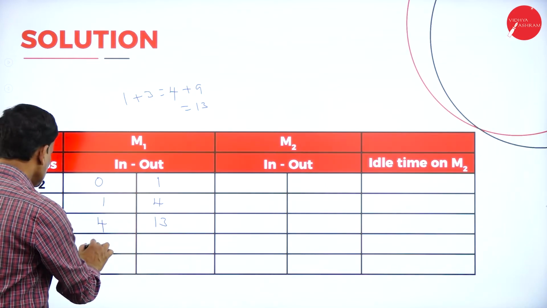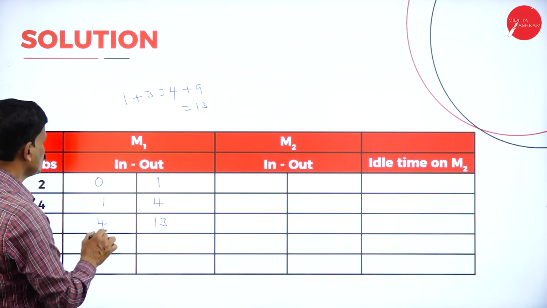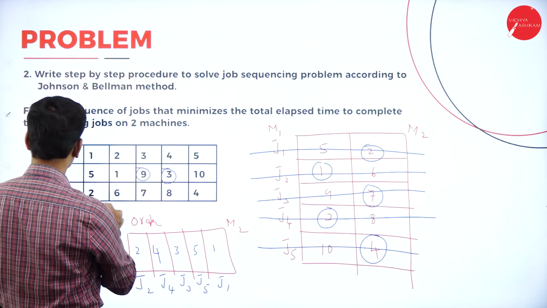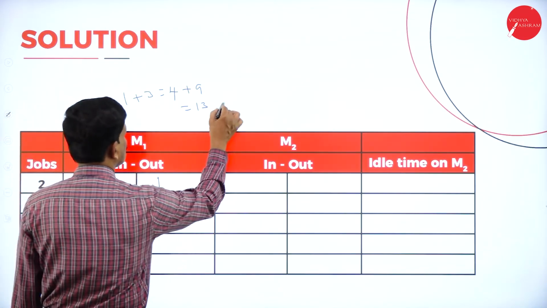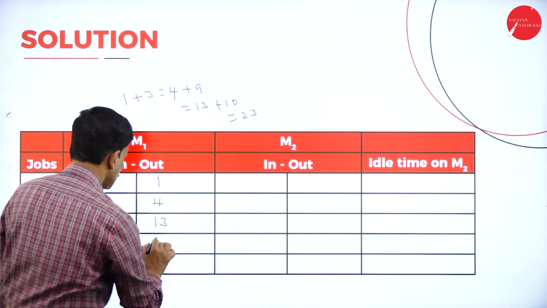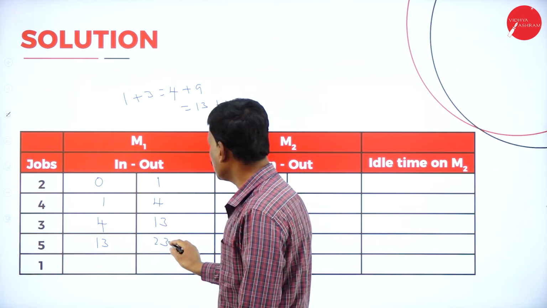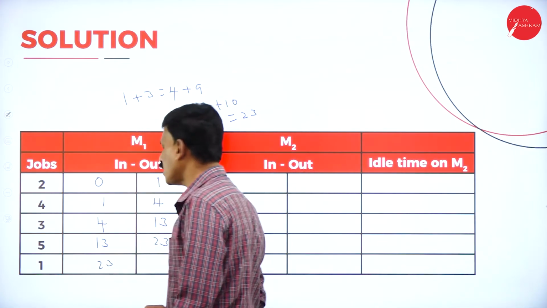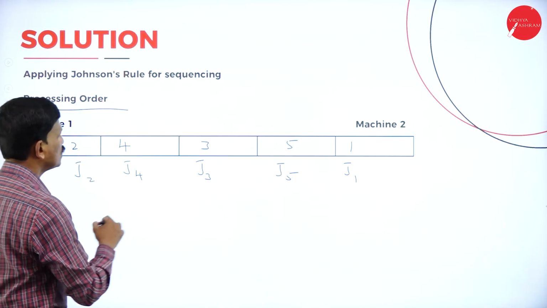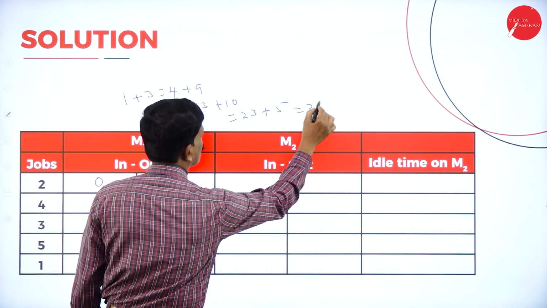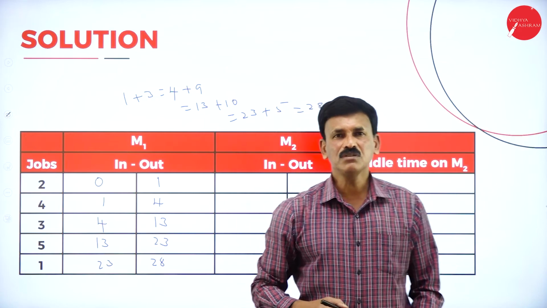Similarly, for next machine, J5. For this, the in time is 13 and corresponding to J5, what is the out time we have? J5 will perform for 10 hours. So, add 10 for this, 13 plus 10 is equal to 23. The out time will be 23. Again, for the machine 1, J1, the in time will be 23 hours and corresponding to this J1, what is the time we have? 5 hours. Add this plus 5, this is equal to 28. So, this is the in and out time for the machine 1, M1.